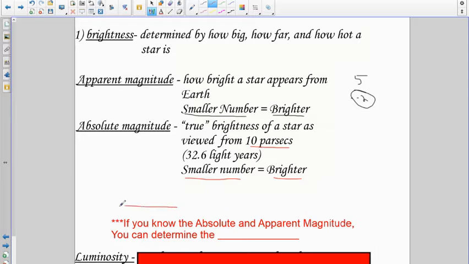So then right here, if you know the absolute magnitude and you know the apparent magnitude, what can be determined? Well, this one here depends on how big, how hot, and how far. This one only depends on how hot and how big. So if you take the difference between them, you get the distance. And so this right here is, if you know the apparent and absolute magnitude, you know the distance of the star. That's a C, I promise.